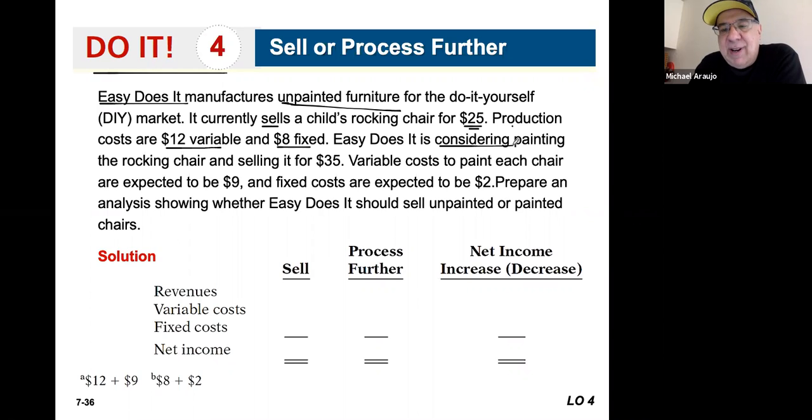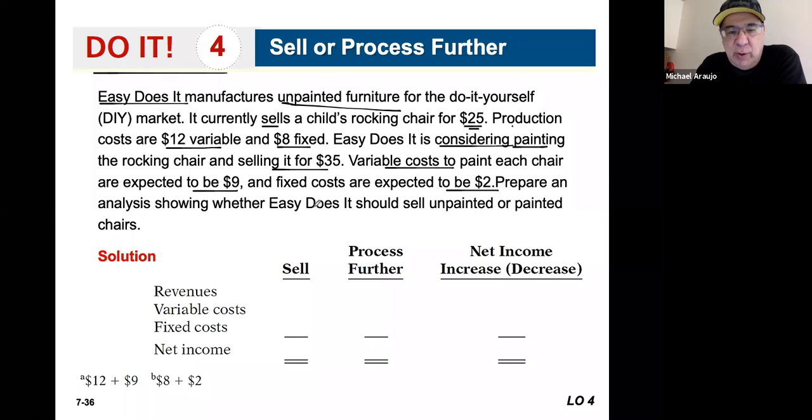They are considering whether they should continue processing it and paint it. If they continued processing it and painting it, they could sell it for $35. However, their variable costs would go up by $9, and their fixed costs would go up by $2. So prepare an analysis showing whether Easy Does It should just sell the unpainted chair or go ahead and process it further.